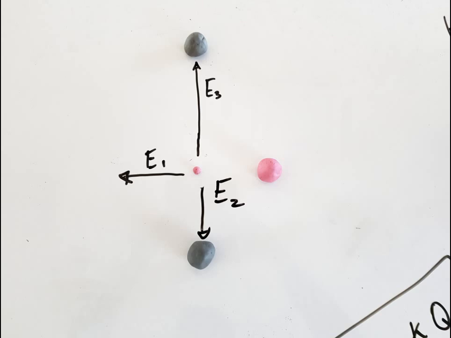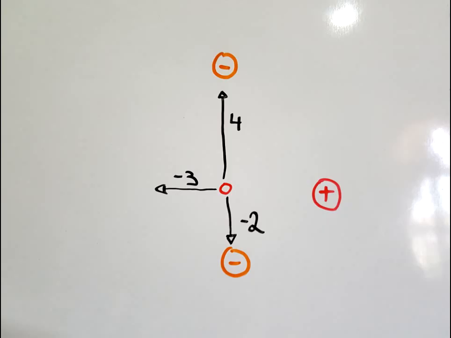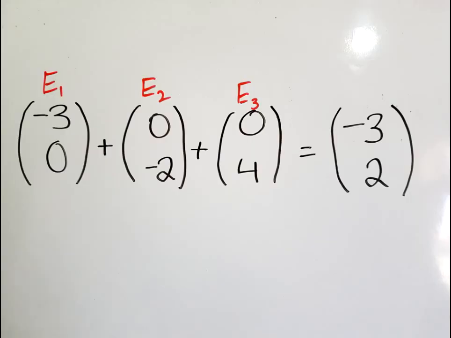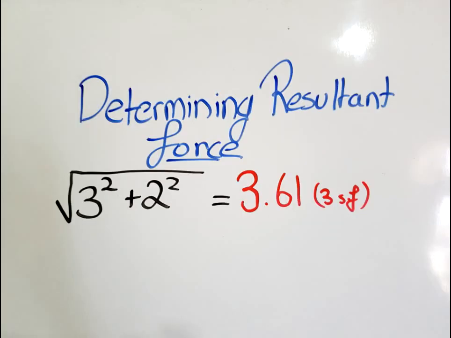Now let's substitute in example values, 4, -2, and -3. We can determine the resultant force using two different methods. If we draw out each vector, we can determine the value of the dotted line. Or we can add up each vector, and with that we will get the vectors of the resultant force. If we use Pythagoras' theorem, we can determine the resultant force, as shown below.